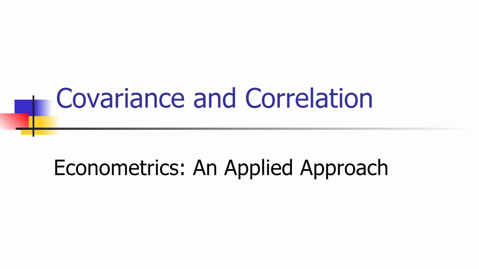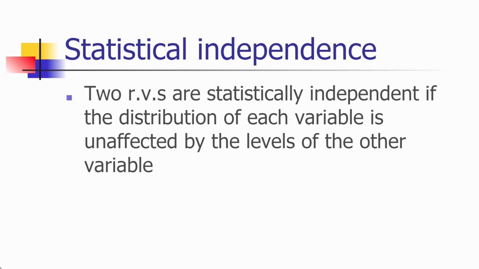In this video, we're going to talk about the concepts of covariance, correlation, and what the concept of statistical independence means. We've mentioned statistical independence before, but we can now think about it in terms of joint probability density functions. Two random variables are statistically independent if the distribution of each variable is unaffected by the level of the other variable.